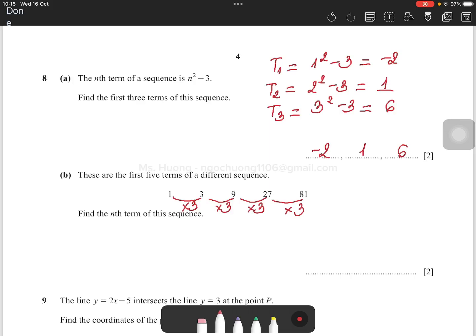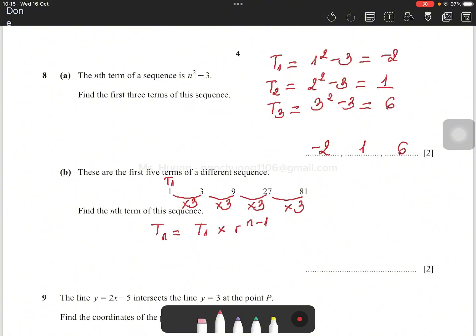And the general term for an exponential sequence is t1 multiplied by r to the power of n minus 1. In this case, t1 is the first term, and r is the common ratio, which is 3. So let's substitute t1 equals 1 multiplied by the common ratio 3 to the power of n minus 1. So the answer is just 3 to the power of n minus 1. We don't need to write 1 multiplied by it because 1 multiplied by any number is itself.